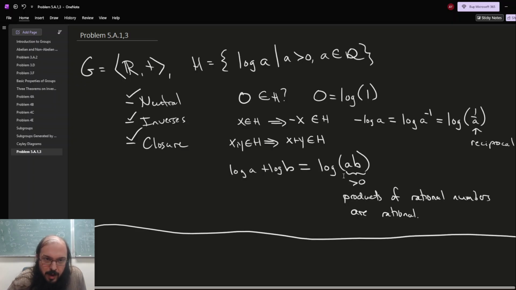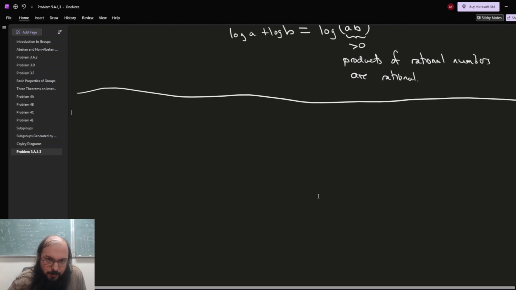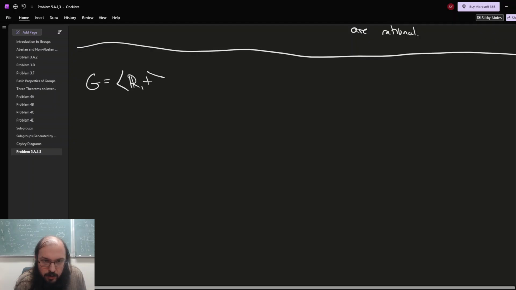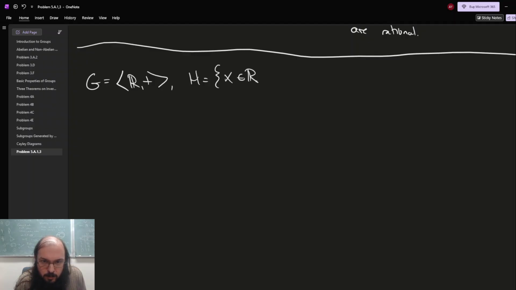Next, I want to show example A3. A3 had a slightly different setup. For this, we have the same group, R under addition, but H is the set of real numbers for which their tangents are rational. And again, we have to check the three things. We have to check the neutral element. We have to check the inverses. And we have to check the closure.